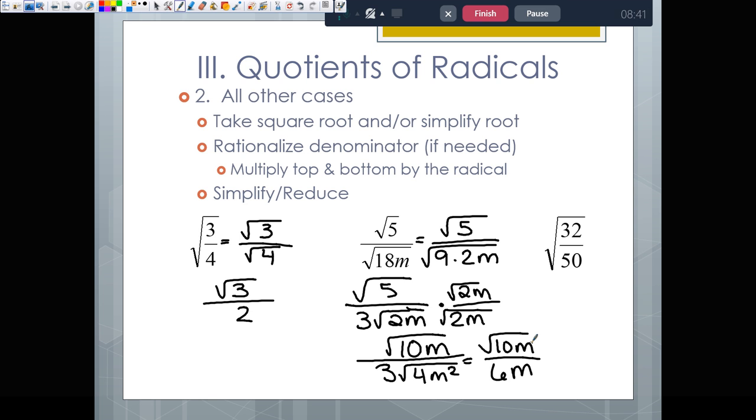All right, can 50 go into 32? No. Can 32 go into 50? No. Can I break apart 32 and 50? Yes. I can break apart 32 into the square root of 16 times 2, and 50 into 25 times 2. And what is the square root of 16? 4 square root 2. What's the square root of 25? 5 square root 2. I have the same thing on top and bottom, so this can just cancel out or reduce. So I get 4 over 5.